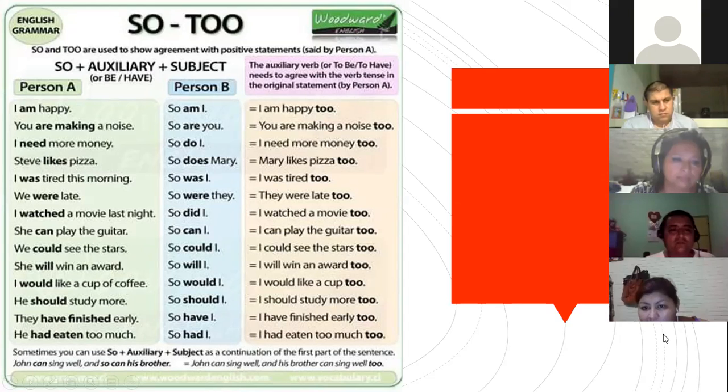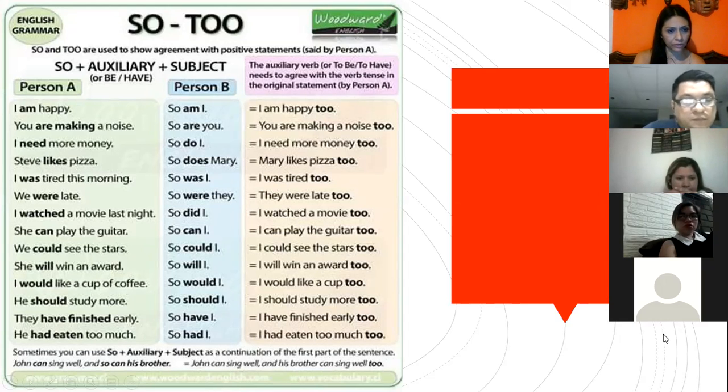Then I have again, I have Elmer, can you read the other one? We could see the star. So could I. Very good. Elizabeth, next one. She can play the guitar. We could see the star. No, the other one. The next.